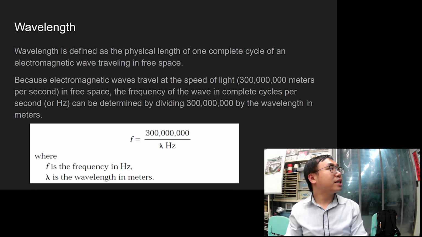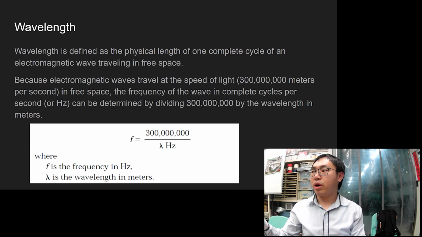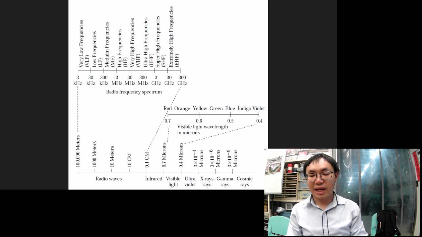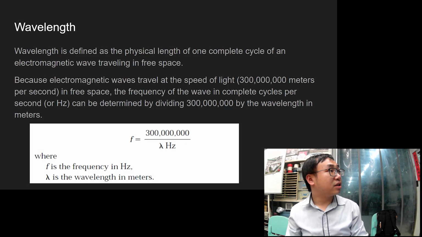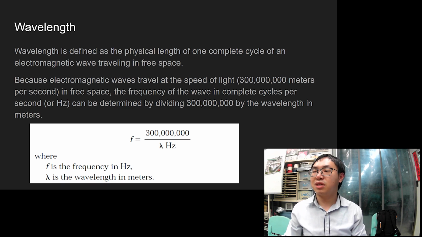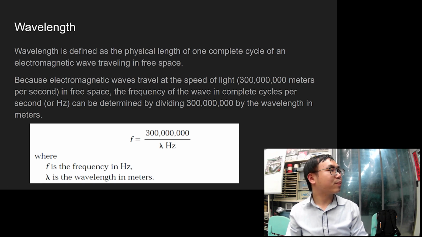So in free space, I will just call it light, okay? Light means electromagnetic waves. All the frequencies in the spectrum, all of them are light, okay? Light travels at 3 times 10 to the power 8, with 8 zeros behind, meters per second in free space, okay?